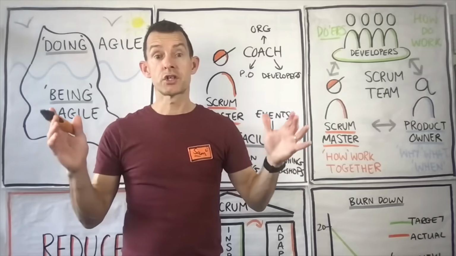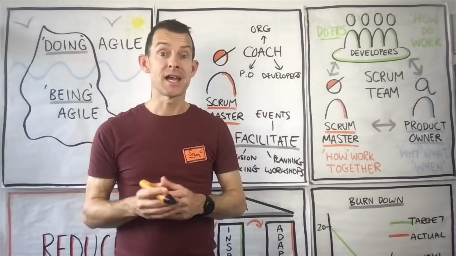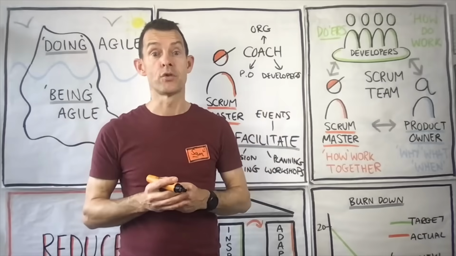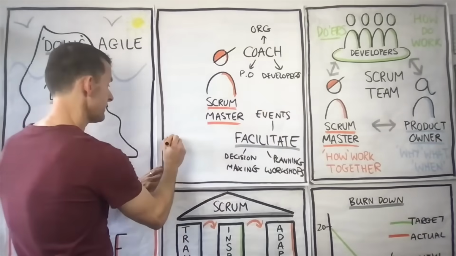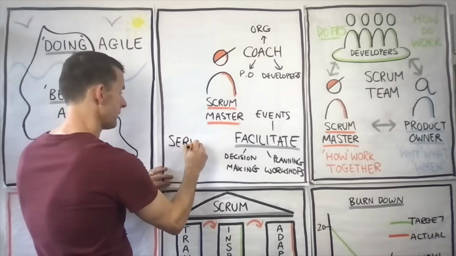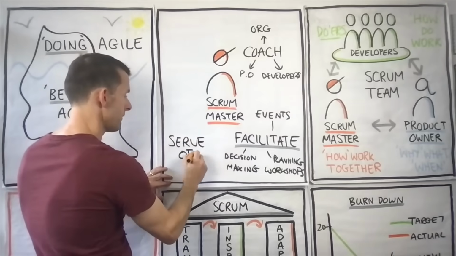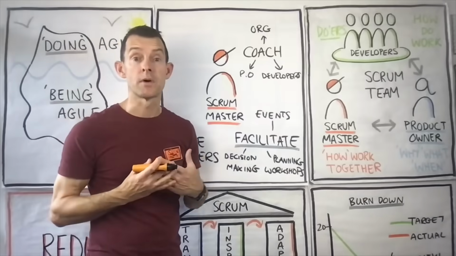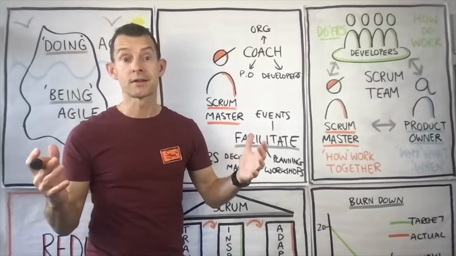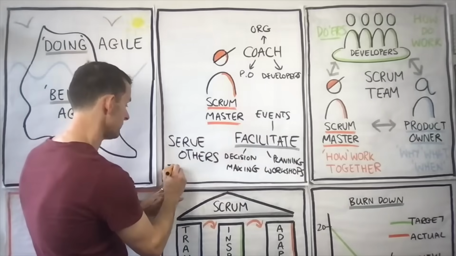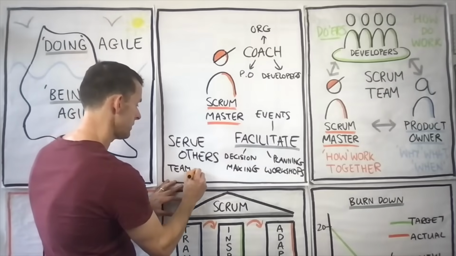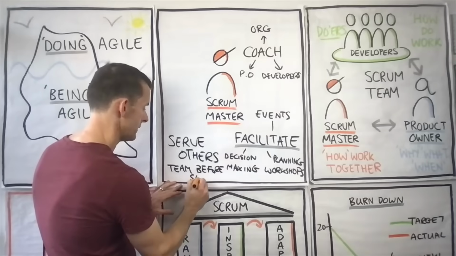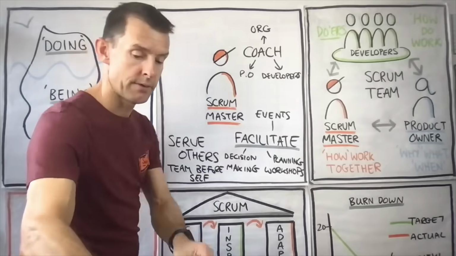The Scrum Master serves others. They are someone who puts the team before themselves. So serving others is a characteristic that is really important. It's not about me. It's not about me getting my name in the headlines as a Scrum Master. I want the team to take the success for the great work that we do. So make a note, team before self. Team before self is what we mean by serving others.